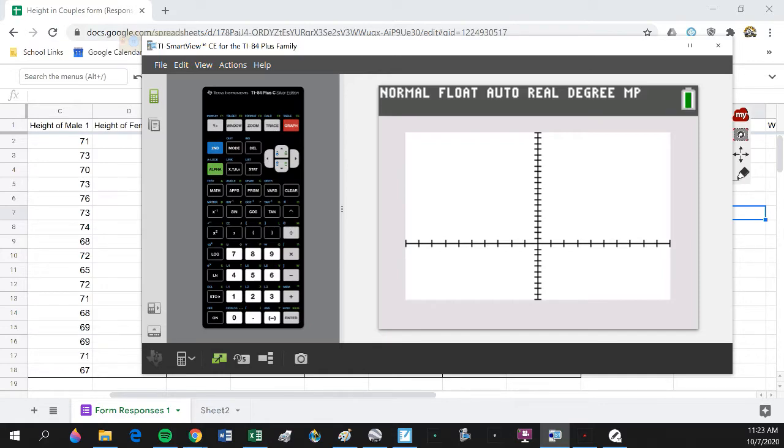Okay. So everyone look up here. Why don't I see any points? My window's way off. My window goes from -10 to 10 and from -10 to maybe 20. So everybody push window.